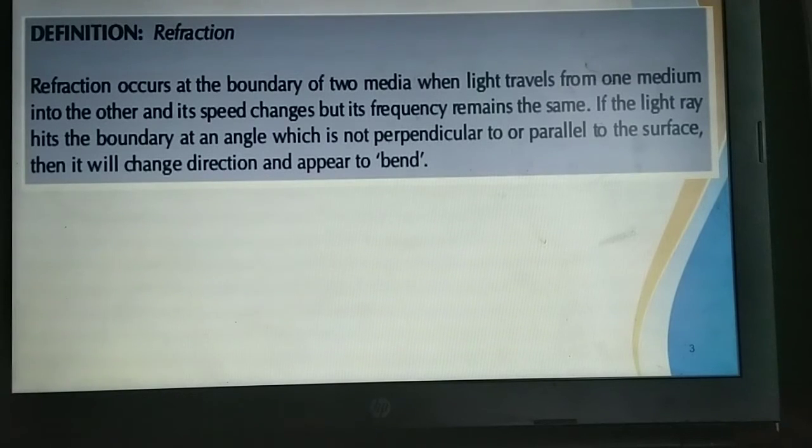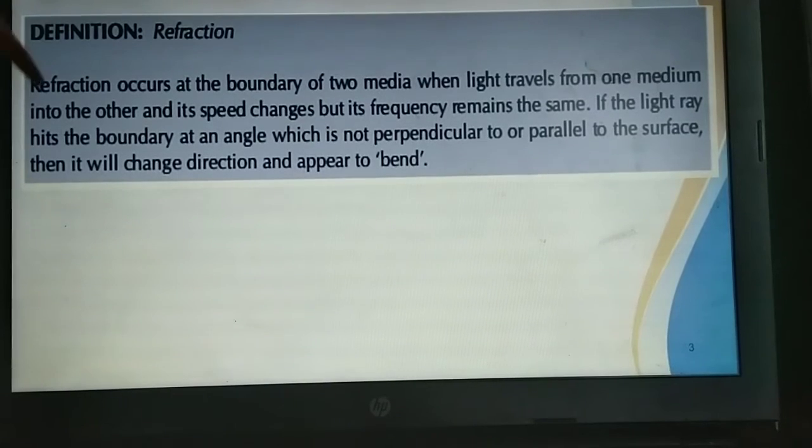So what is refraction? Refraction occurs at a boundary of two media when light travels from one media into another and its speed changes but its frequency remains the same. So if the light hits the boundary at any angle which is not perpendicular to or parallel to the surface, then it will change the direction and appear to bend. That's the most important thing which you need to know so far.